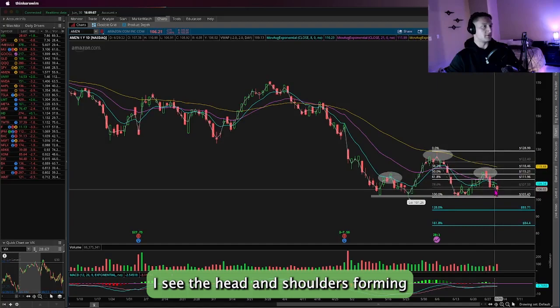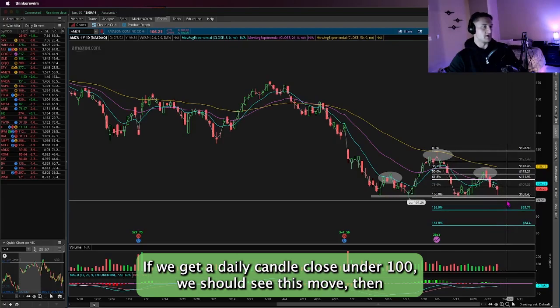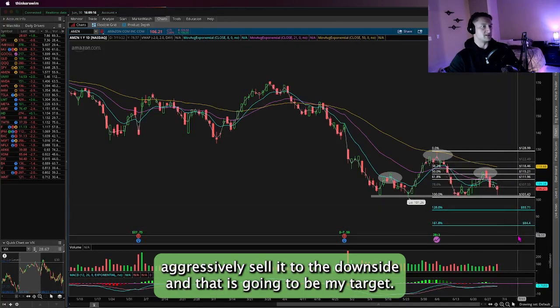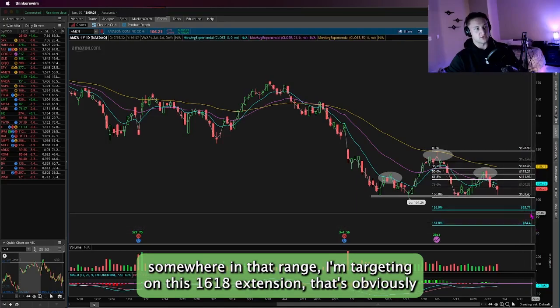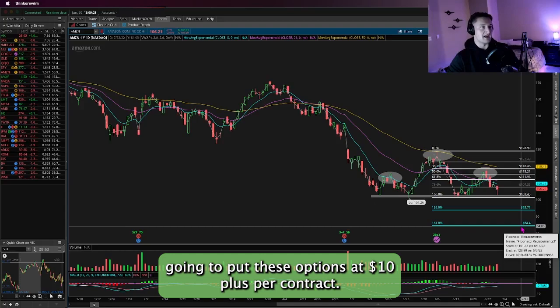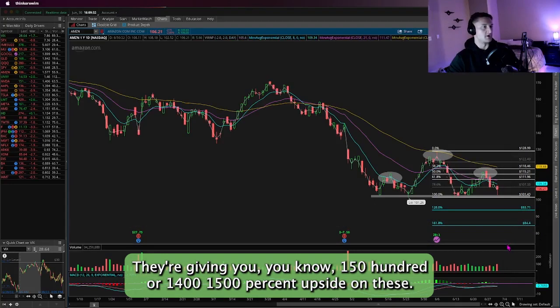I see the head and shoulders forming. Pretty much now just waiting for this neckline to break, get a flush under 100. If we get a daily candle close under 100, we should see this move then aggressively sell to the downside. And that is going to be my target. Getting these at 73 cents per contract, if we get under 85 to 84, somewhere in that range where I'm targeting on this 1618 extension, that's obviously going to put these options at $10 plus per contract, giving you 1,400, 1,500% upside on these, right?